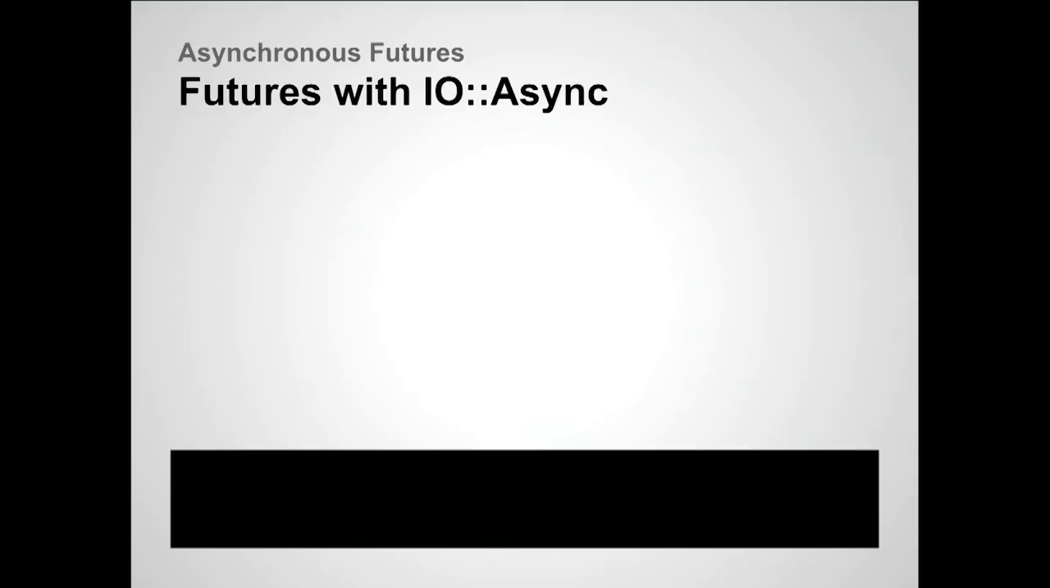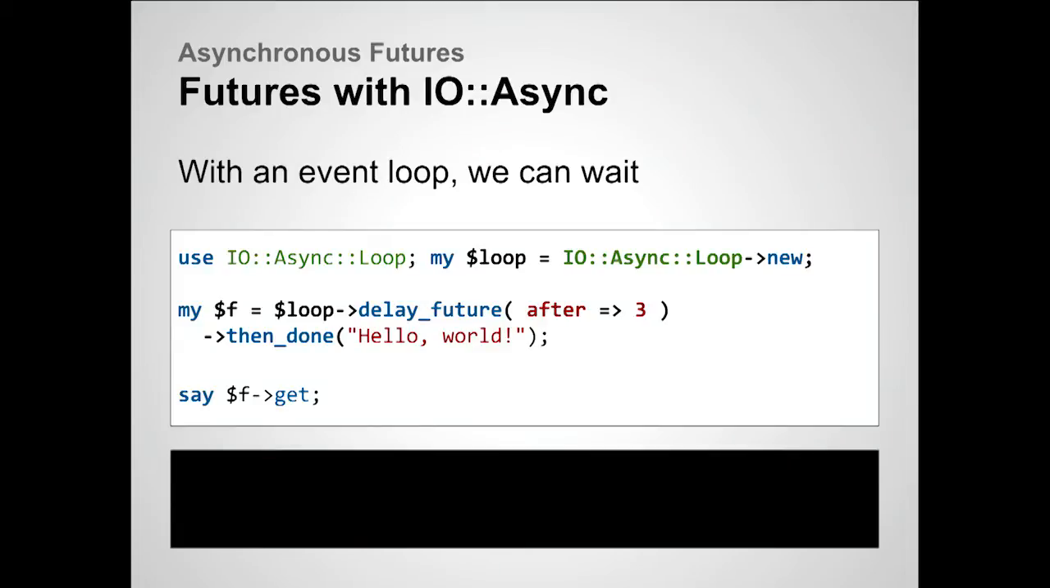So with IO Async, you have an event loop, so we can perform some waiting. So we can write some code here. We have to construct the loop, because that's how IO Async works. And the loop has this wonderful method called delay future, and that returns a future that's going to wait for 3 seconds. And when that future is ready, we call this then method.